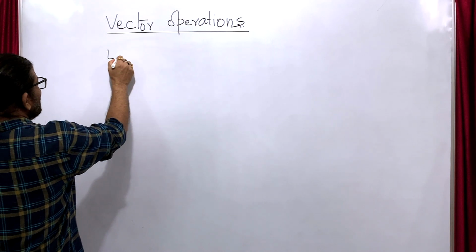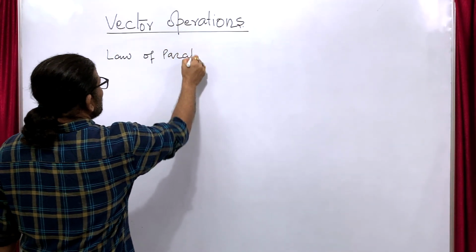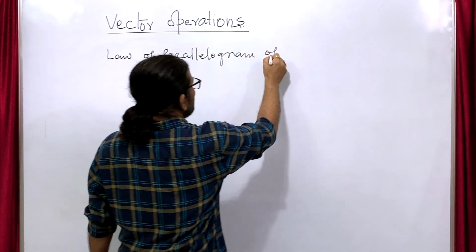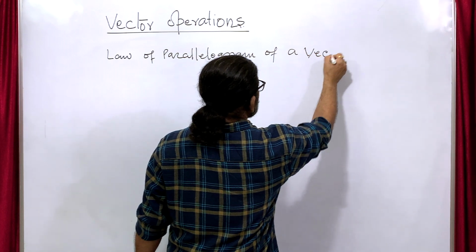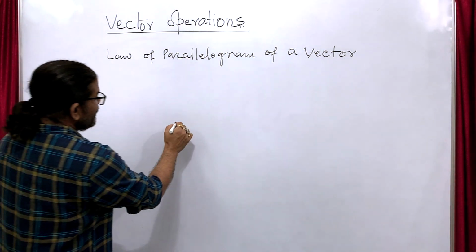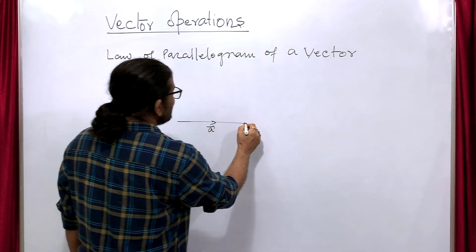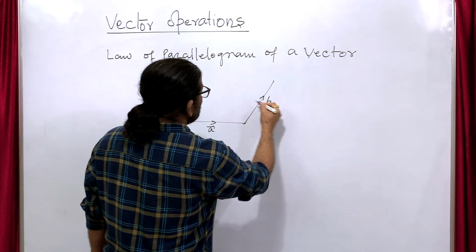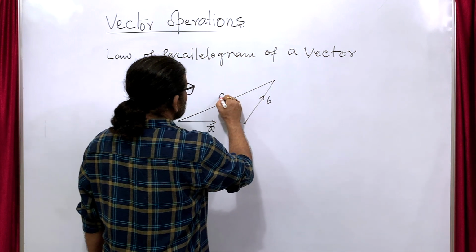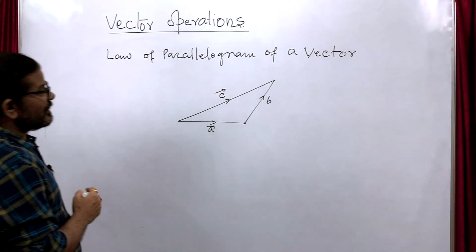So here, law of parallelogram of a vector. Now see, if A is a vector, and another vector is B, then this C represents the resultant of vector A and vector B.